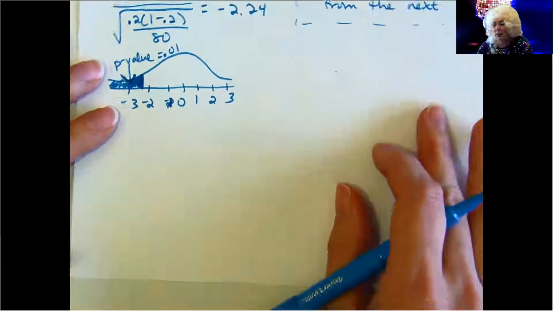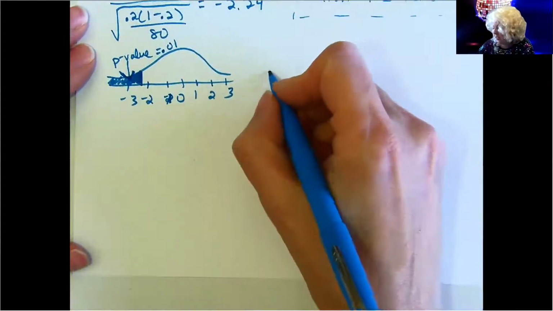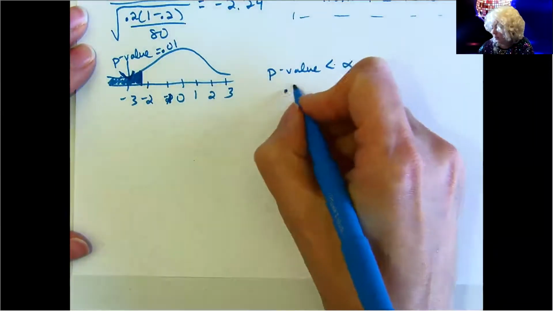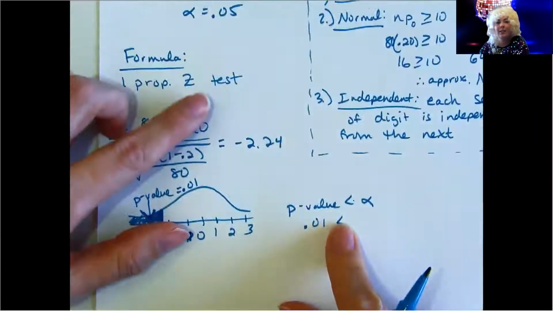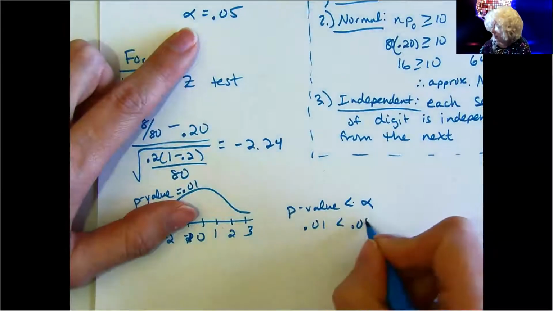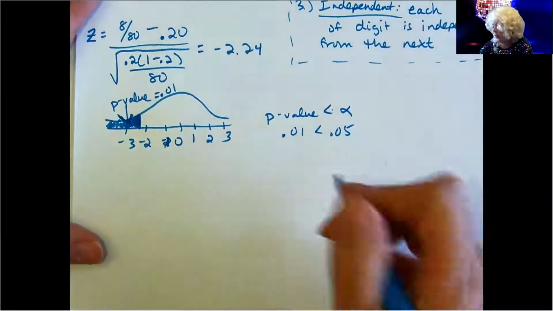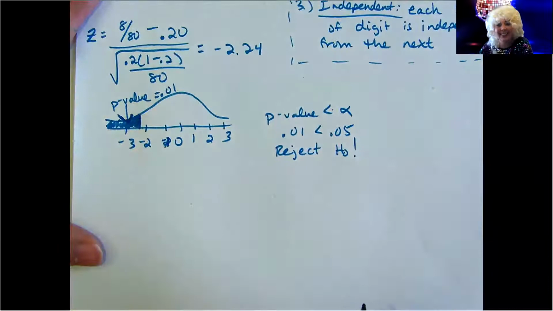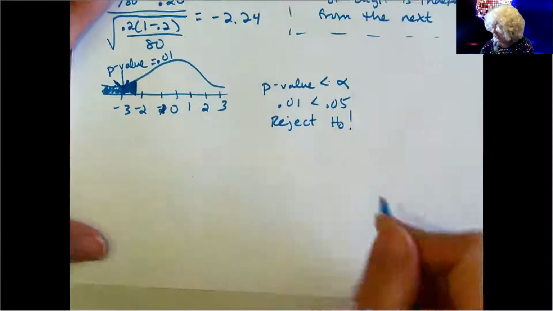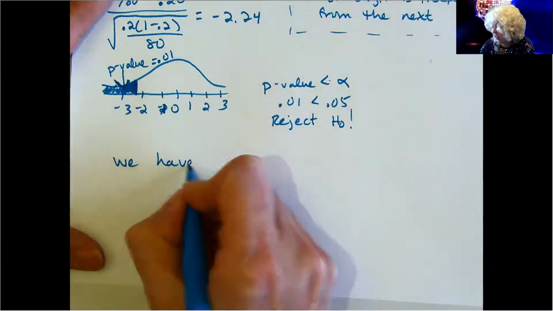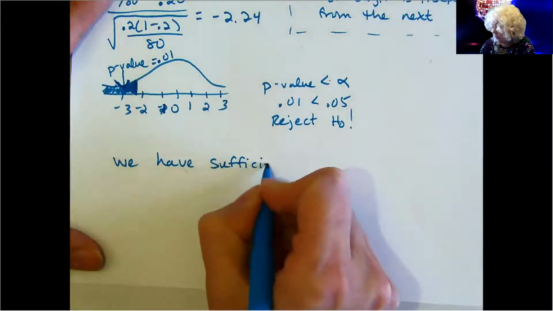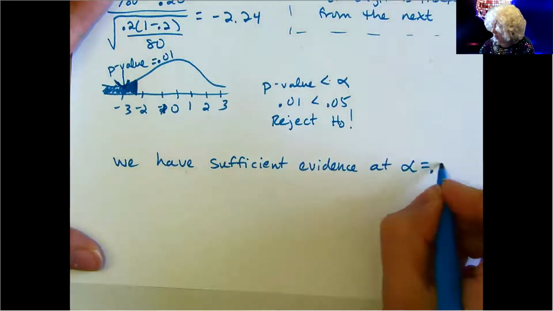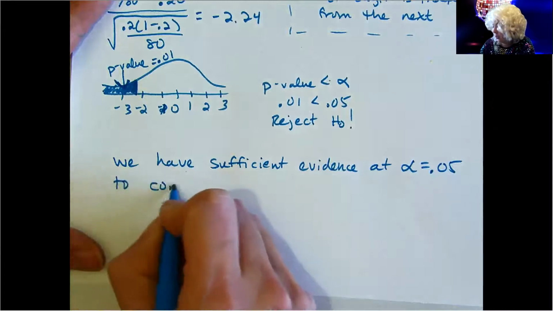Broken. All right, so let's bring it all home now. You're going to compare your p-value to your alpha, always. So our p-value is 0.01, and the alpha that we selected at the beginning was 0.05. Since 0.01 is less than 0.05, we will reject the null hypothesis. All right, sentence time. We have sufficient evidence. We did it, guys. We have sufficient evidence at alpha equals 0.05 to conclude.